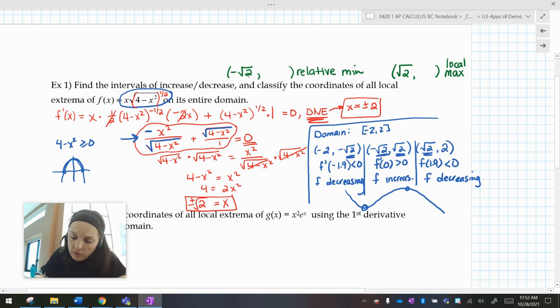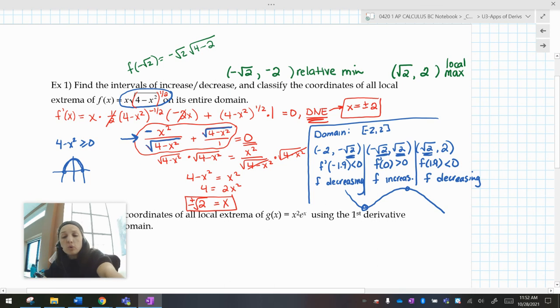Now, what is the something? Well, if I put negative root 2 in here, f of negative root 2 would be negative root 2 times the square root of 4 minus 2. That's going to be negative 2. And if I make that positive root 2, I'll just get regular 2. So we have a local min at negative root 2 comma negative 2, and a local max at root 2, 2. And there are my classified coordinates of the local extrema across its entire domain.